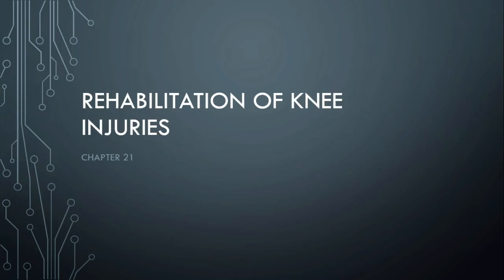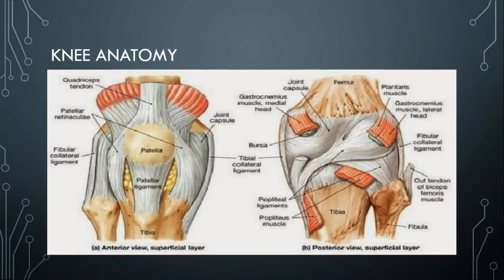This is Chapter 21, Rehabilitation of Knee Injuries. When we talk about the knee, there are many anatomical considerations to note. Lots of bony landmarks, soft tissue structures, and articulating surfaces.